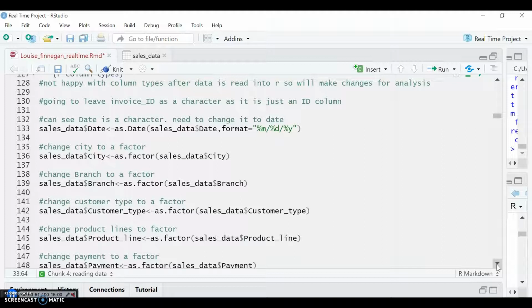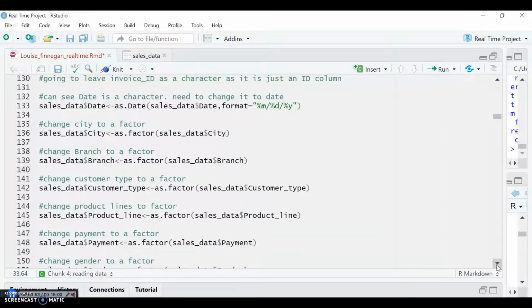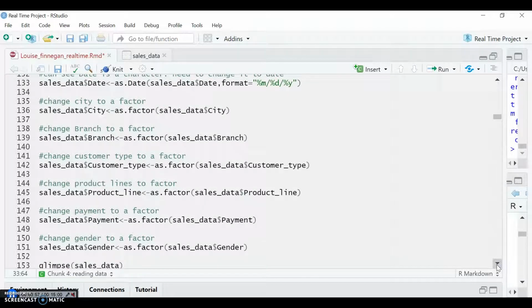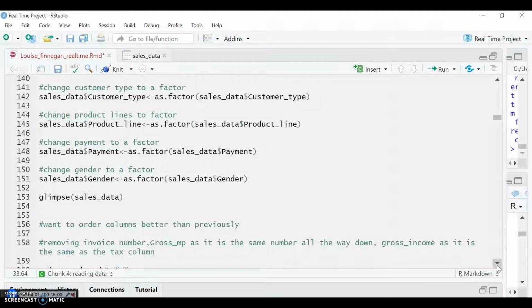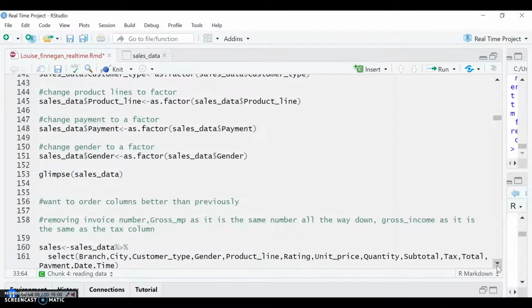Then I started looking at changing variables. So I changed city to a factor, branch to a factor, the customer types to factors, product lines, and so on down. I then just checked the data to see what they were. I found this glimpse function in tidyverse that's very similar to doing the str function, and I used that instead.